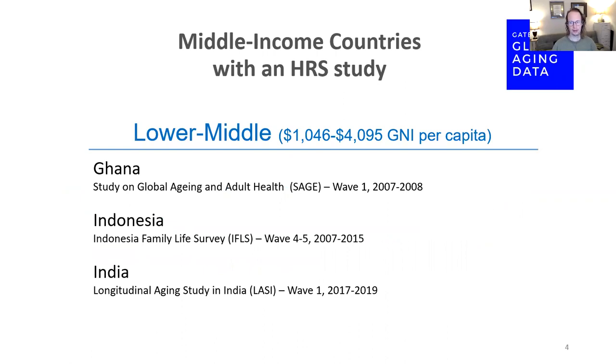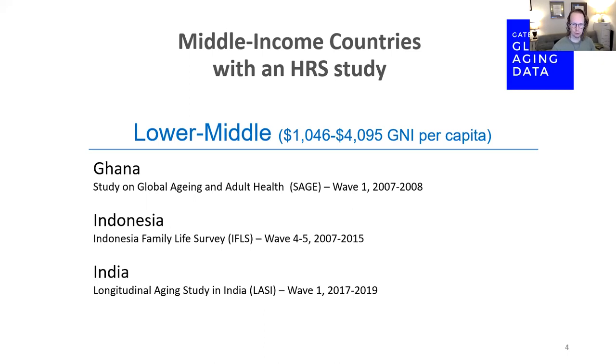So using the World Bank definition of middle-income countries, there are two tiers: lower middle and upper middle. All income categorizations through the World Bank are defined using GNI per capita. Lower middle is defined as ranging from $1,046 US dollars to $4,095 US dollars. These are the current definitions for 2021. I'm going to be going over all the countries which have an HRS type study in them. We're not going to focus on all of them though for the analysis.